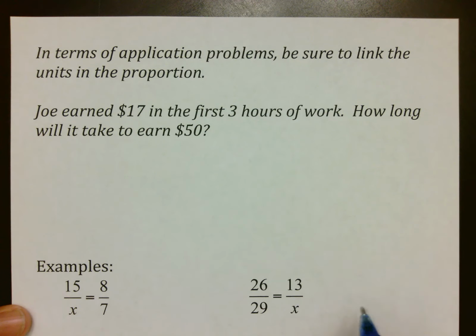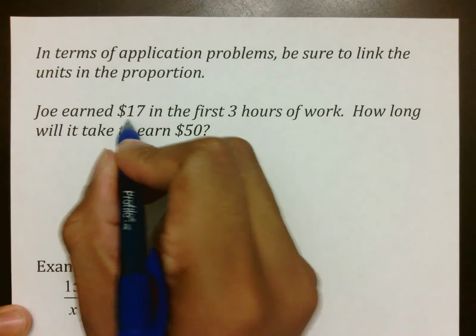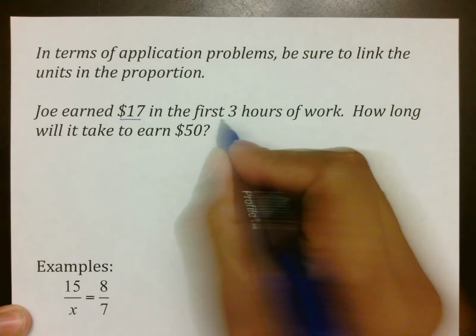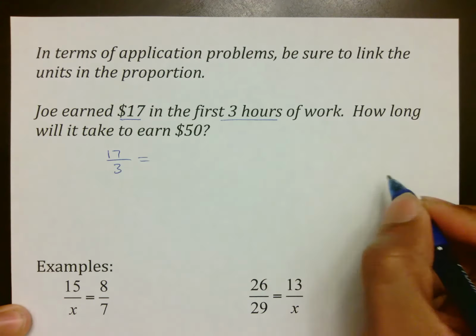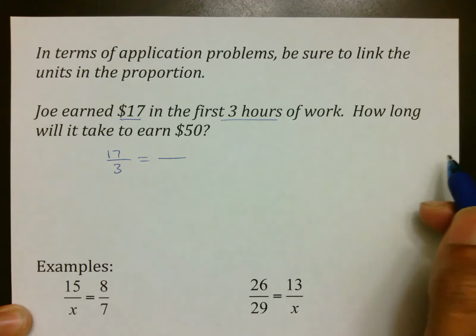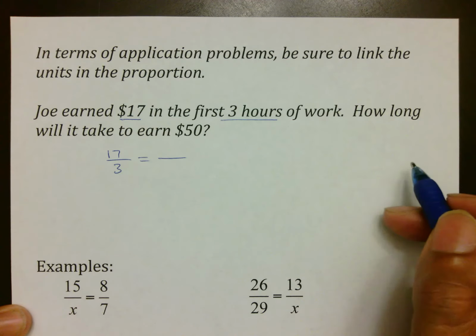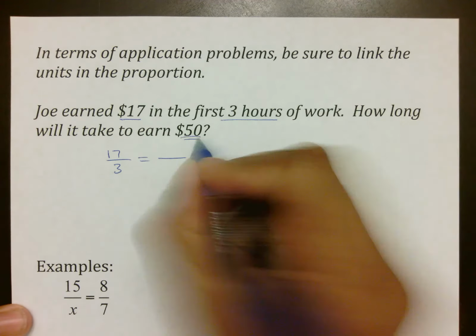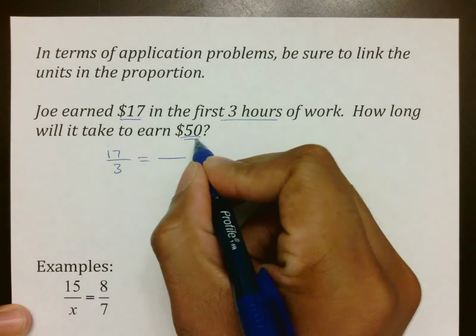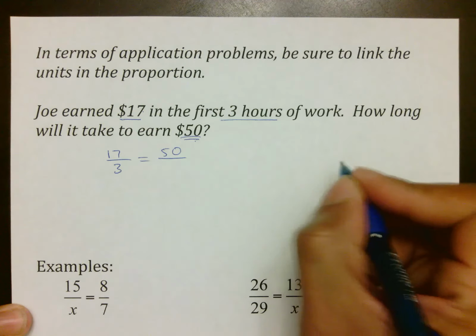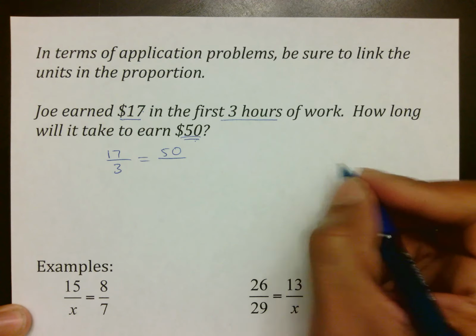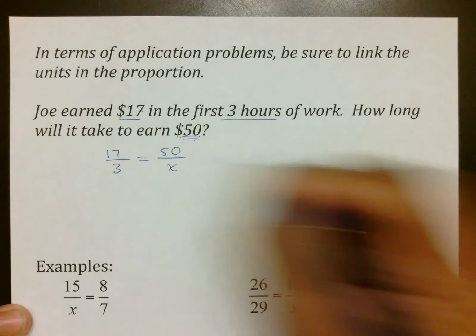We're going to look at a few options. First off, the relationship here is that it took $17 in 3 hours, so you could put 17 over 3 equals, and then make your fraction bar. And here's what I mean by relating your numbers. The other number in this problem is $50. $50 relates to 17, which means 50 should be up top with the 17. And we don't know how long it will take, which is why we'd put an x down there.